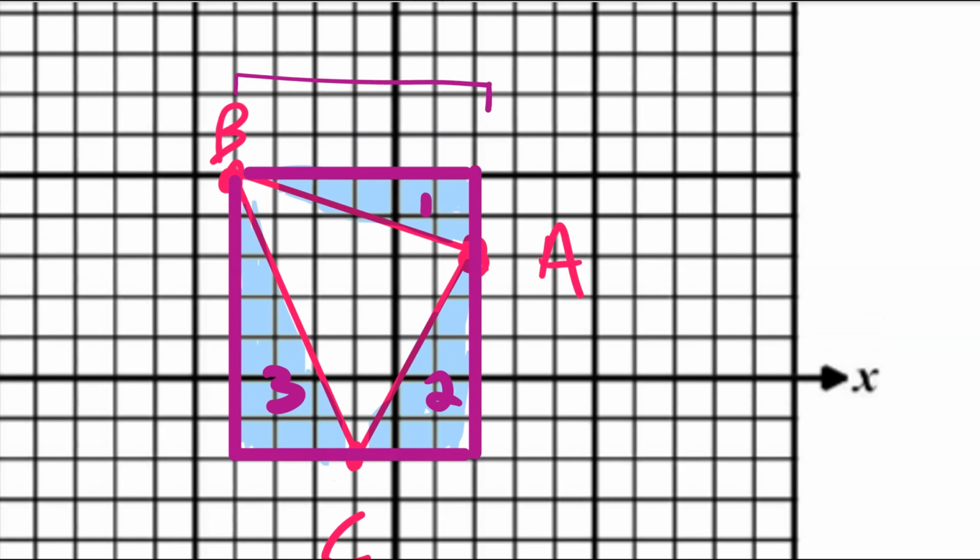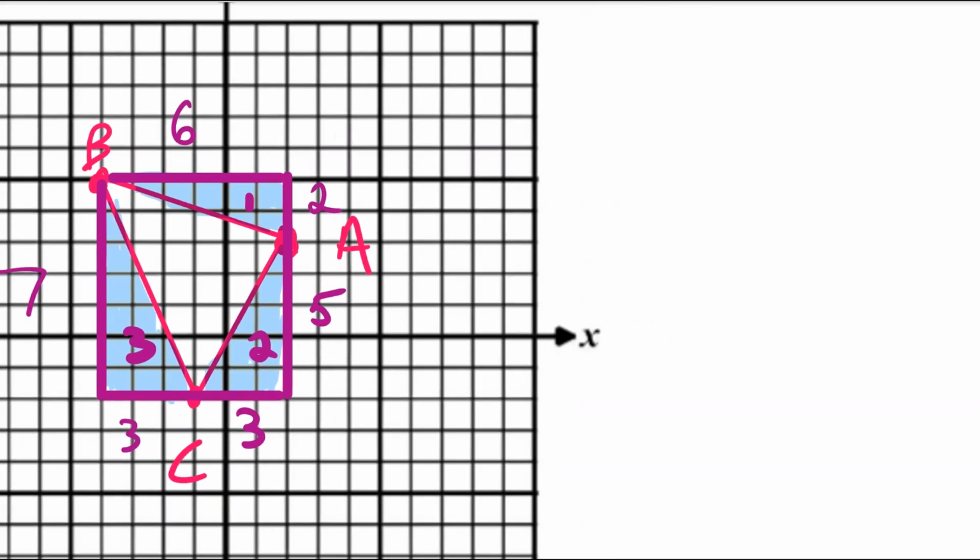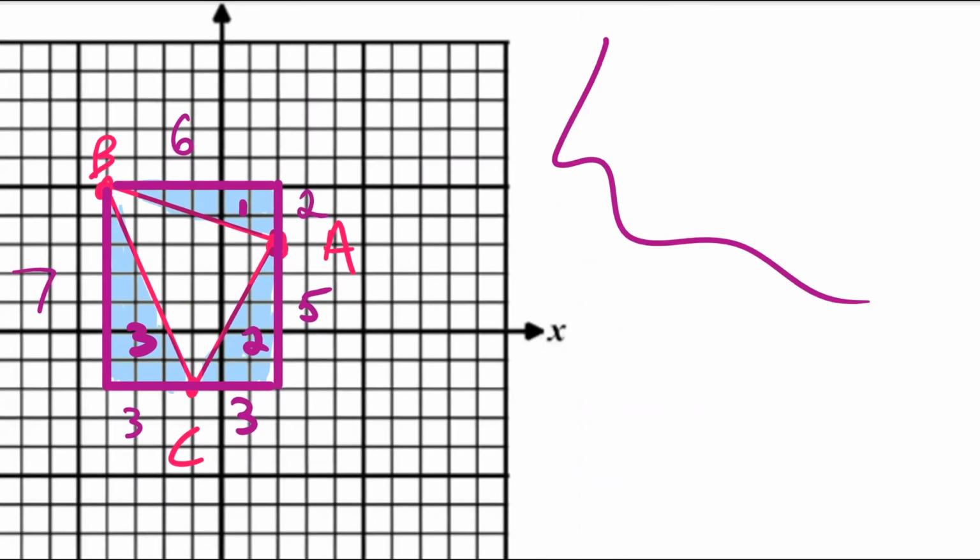It looks like between B and that piece right there, it's 6 units long, if you count carefully. That would be 2 units long. From A down here, there are 5 units there. 3 units right here. 3 units on the other side as well. And 7 units for that longer side. So I'm finding the area. I'm going to show my work over here just so you can see the picture.